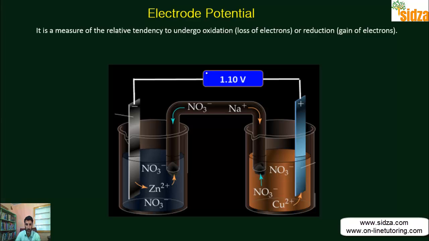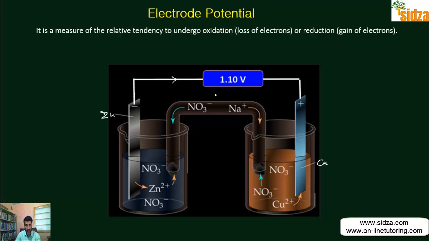We know when you connect two electrodes, for example, here we have the zinc electrode, you connect it with the copper electrode. So what we find once you connect the two electrodes, electrons start flowing from the zinc to the copper, right? And you get an electrochemical cell of 1.1 volts.